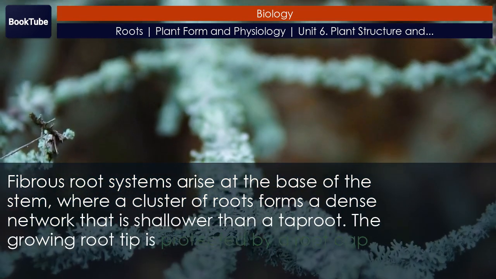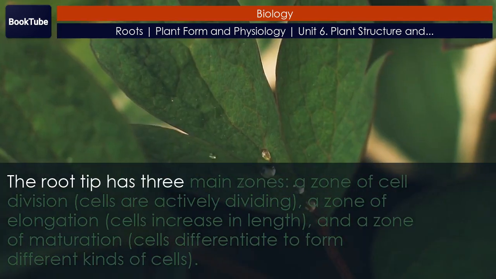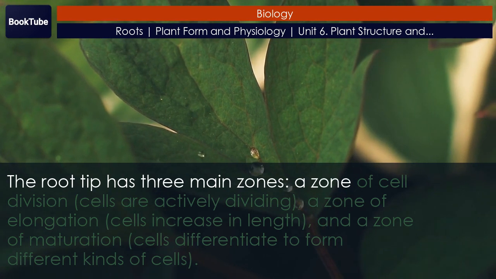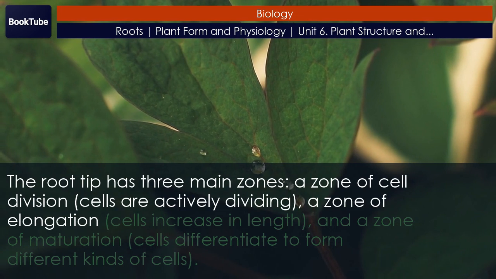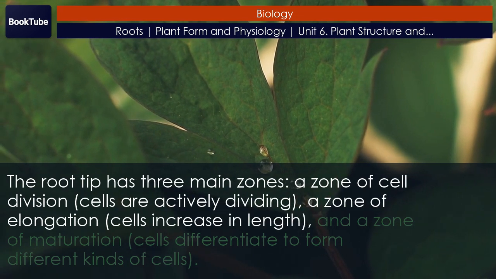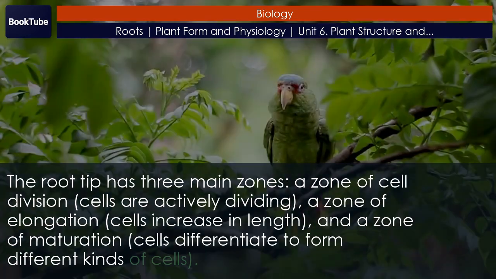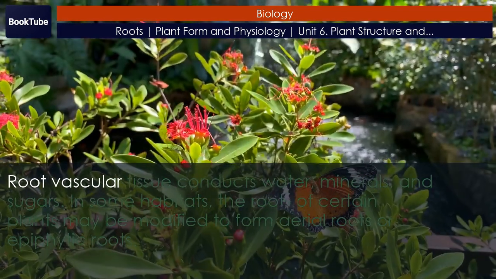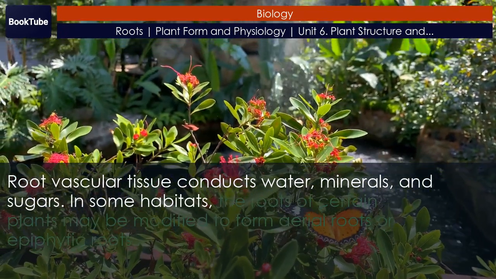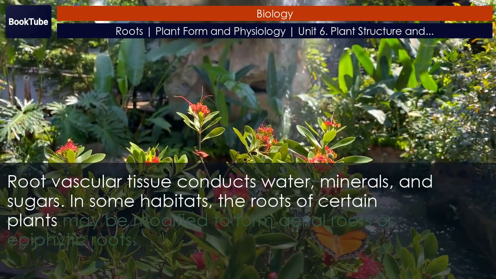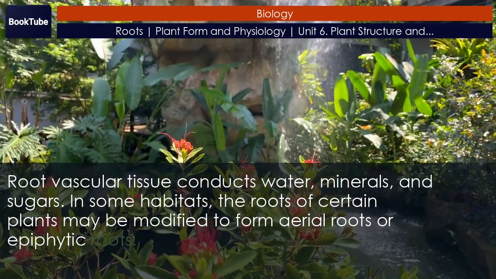The growing root tip is protected by a root cap. The root tip has three main zones. A zone of cell division: cells are actively dividing. A zone of elongation: cells increase in length. And a zone of maturation: cells differentiate to form different kinds of cells. Root vascular tissue conducts water, minerals, and sugars. In some habitats, the roots of certain plants may be modified to form aerial roots or epiphytic roots.